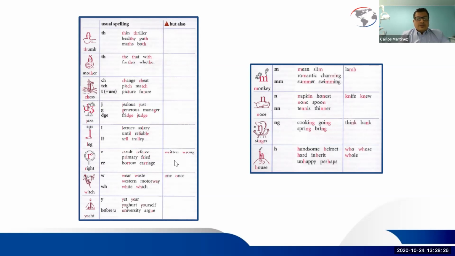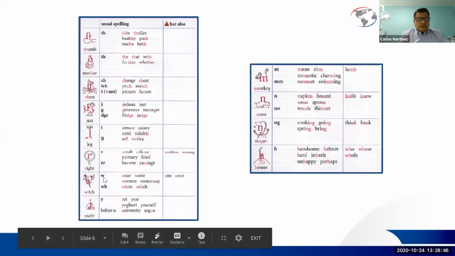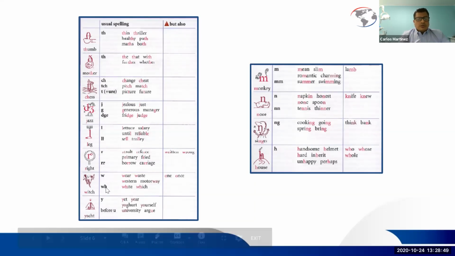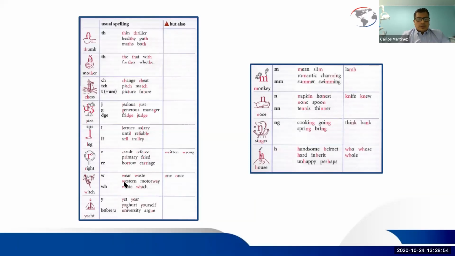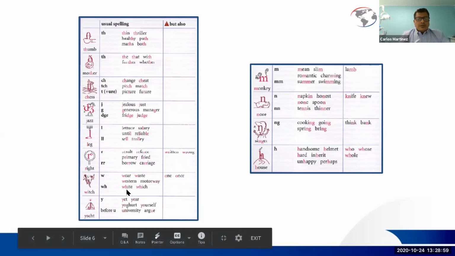And then we have the combination WR. WR can be pronounced like in written and wrong. This combination of letters WR also produces the sound R. And then we have the W, like in which. Again, the two combinations can be W or WH, like where, waste, western, motorway, white.